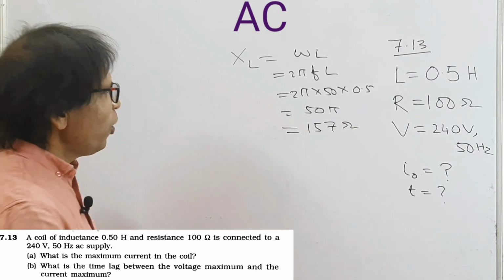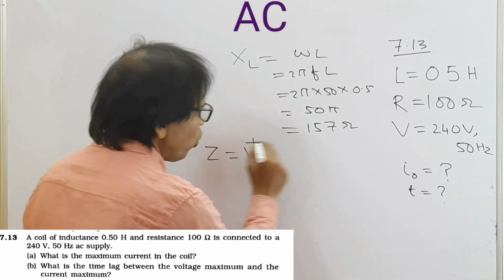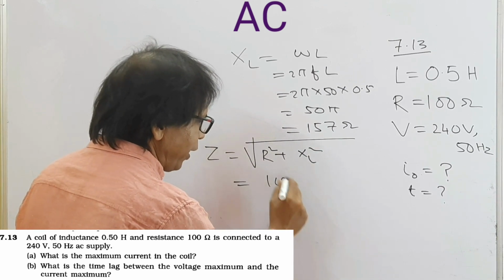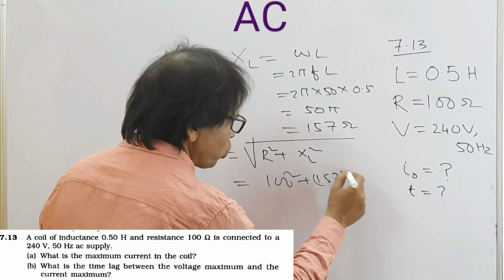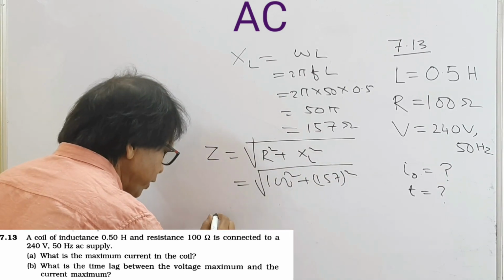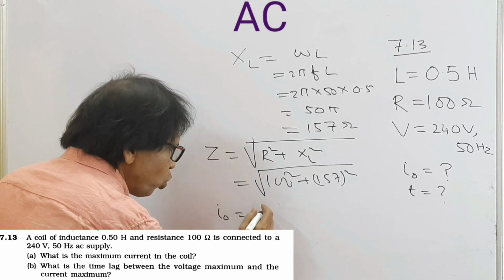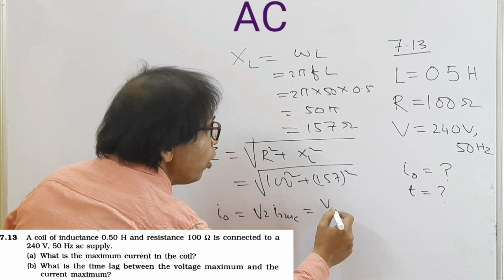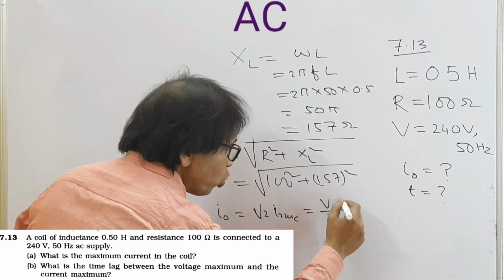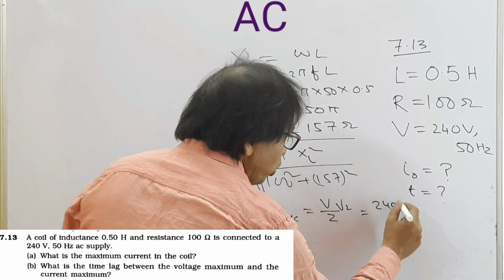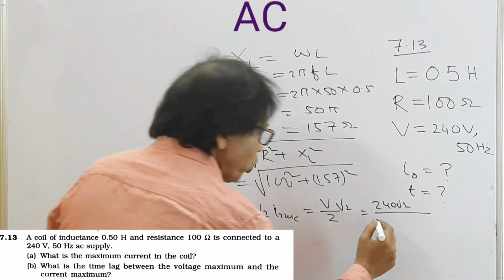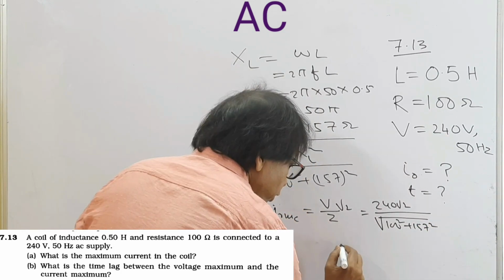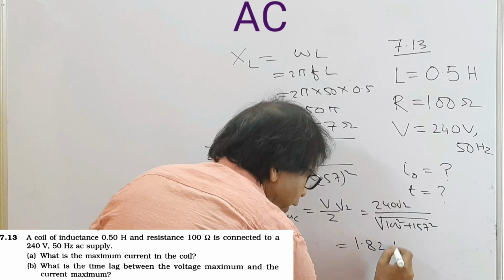Okay. Now look at this, Z equals the root of R square plus XL square, which is the root of 100 square plus 157 square. Now I naught equals root 2 into I RMS, and I RMS equals V RMS by Z. So this is 240 root 2 divided by the root of 100 square plus 157 square. This equals 1.82 ampere.